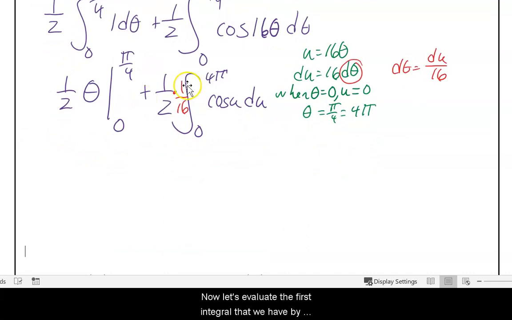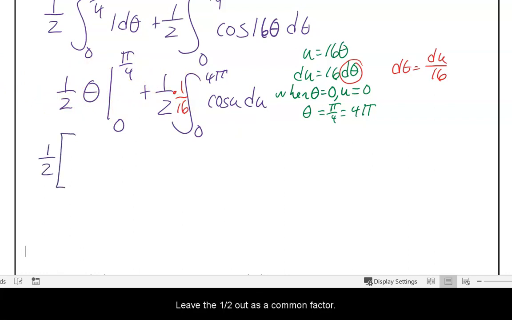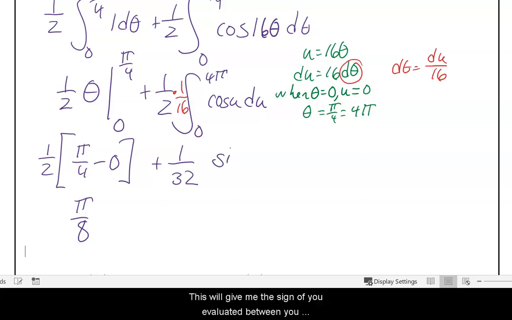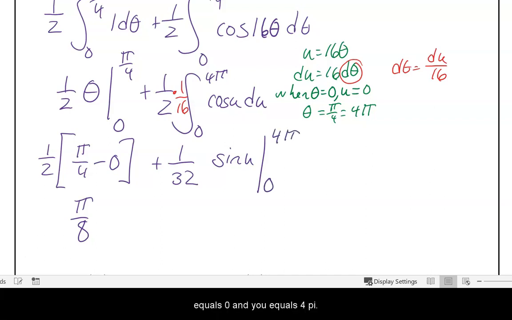Now let's evaluate the first integral that we have by plugging in the limits of integration. Leave the 1/2 out as a common factor. This gives me pi over 4 minus 0, which is pi over 4, and half of pi over 4 is pi over 8. For the second part, 1/2 times 1/16 gives me 1 over 32. The antiderivative of cosine is sine. This will give me the sine of u evaluated between u equals 0 and u equals 4 pi.